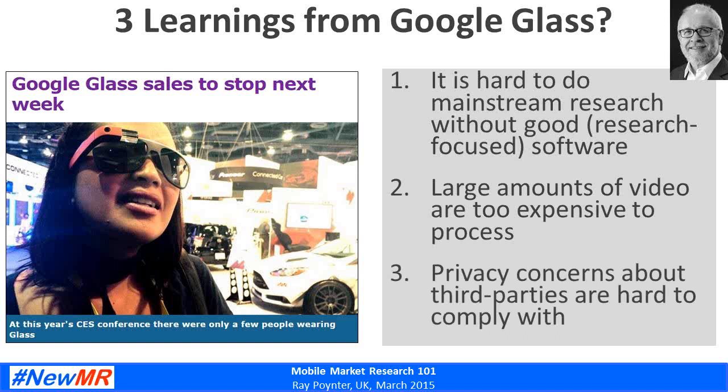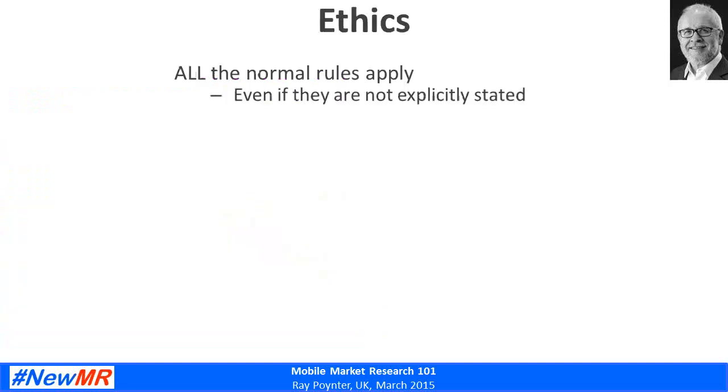Privacy concerns about third parties. So if I've got a Google Glass on and I'm walking around a store, I've given permission, but what about everybody I look at? Have they given permission to be involved in that data? If I do a mobile ethnography project with my smartphone, what about all the people I interact with? Have they given permission with the data? So that brings us to ethics. All the normal rules apply, even when they're not explicitly stated. We assume that you have read your national guidelines. We assume that you are familiar with the ICC SMR international guidelines as a starting point.